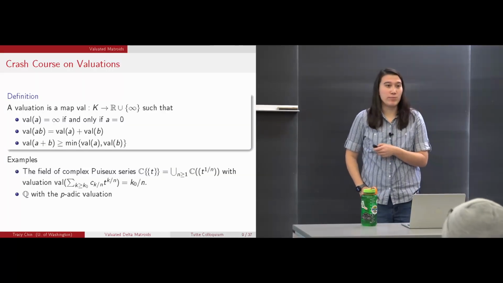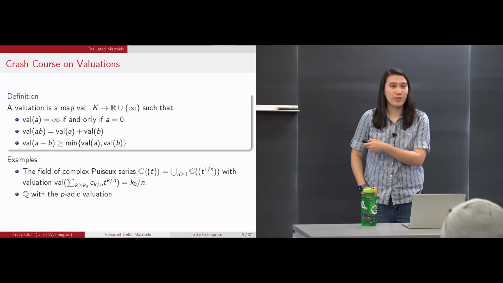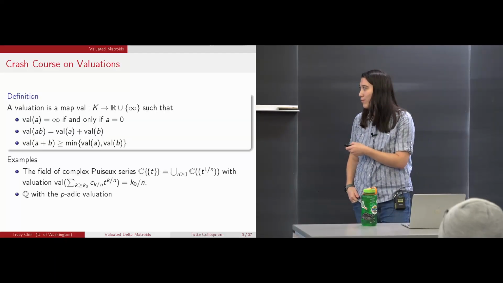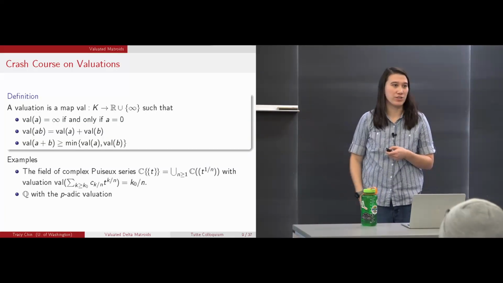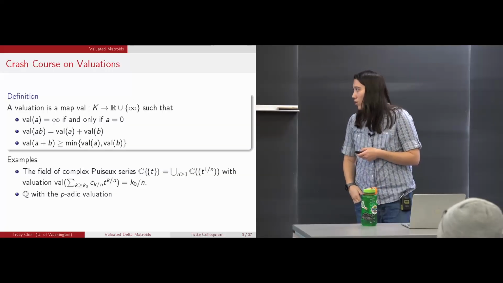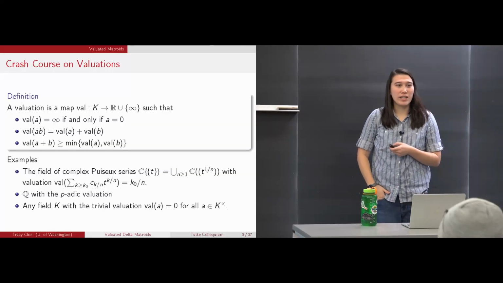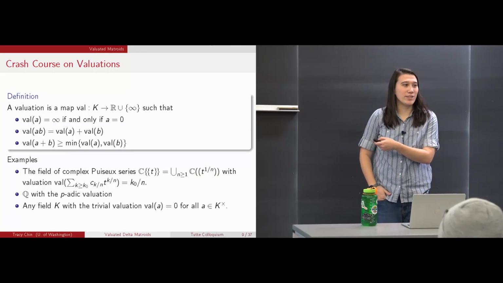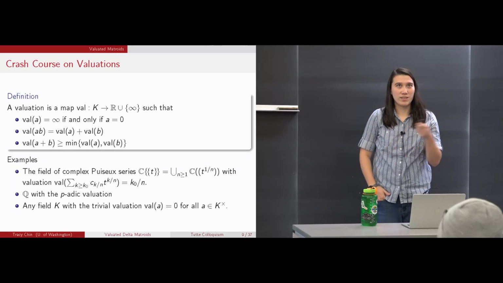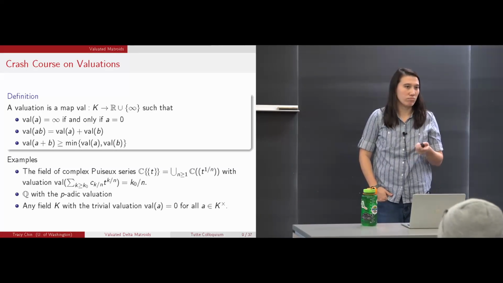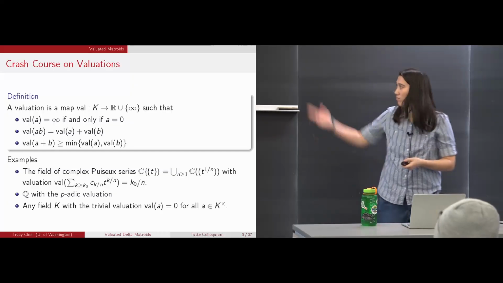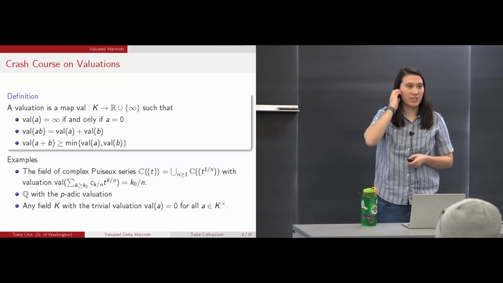If you want to impress your friends who do number theory, you can use the rationals with the p-adic valuation. So this is how many powers of some prime p divide a rational number. Or if you are like me and enjoy edge cases, you can make any field into a valued field where the valuation of 0 is infinity, and the valuation of everything else is 0. This will satisfy all of these conditions.